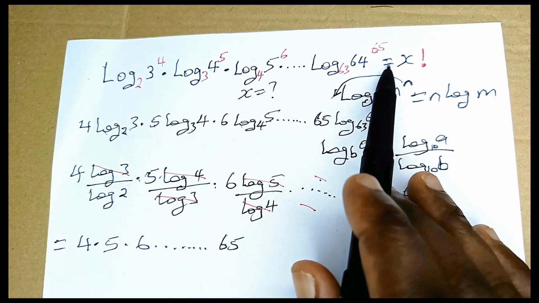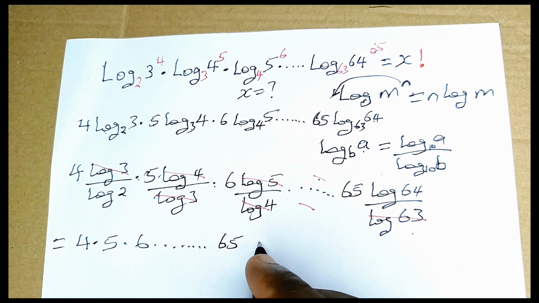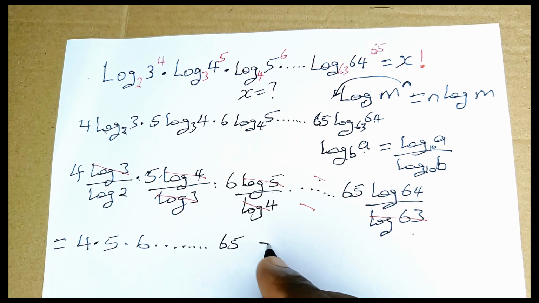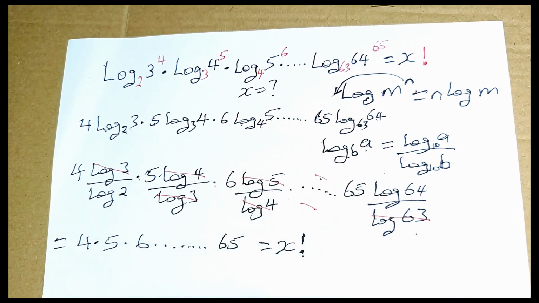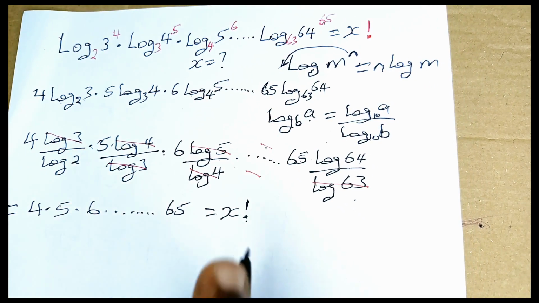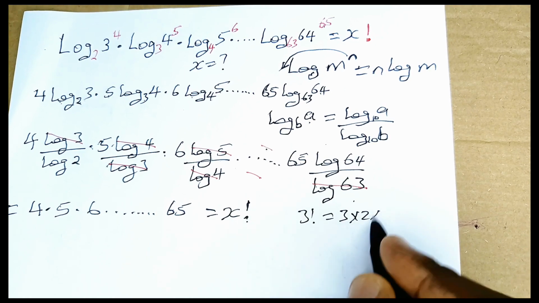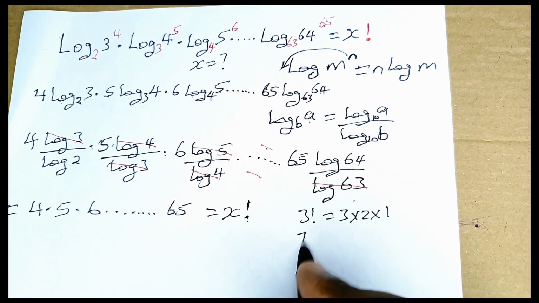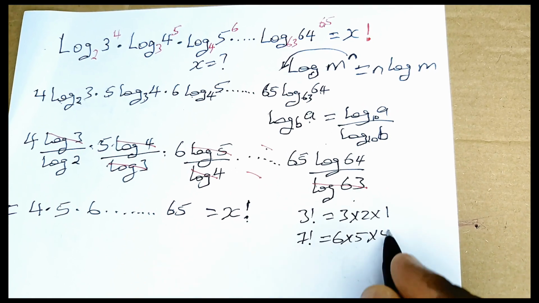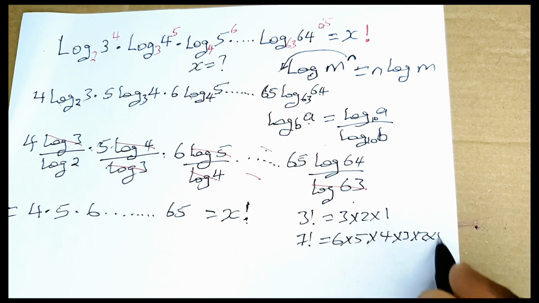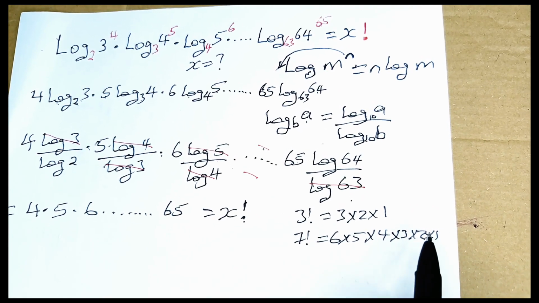Don't forget, z is equal to x factorial. So this can also be equal to x factorial, because they want us to find the factorial. And what does factorial mean? Let's recall. For example, 3 factorial means 3 times 2 times 1. Another example, 7 factorial means 7 times 6 times 5 times 4 times 3 times 2 times 1. So factorial means you multiply as you decrease until it gets to 1.